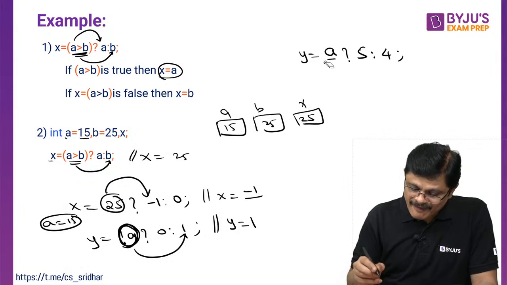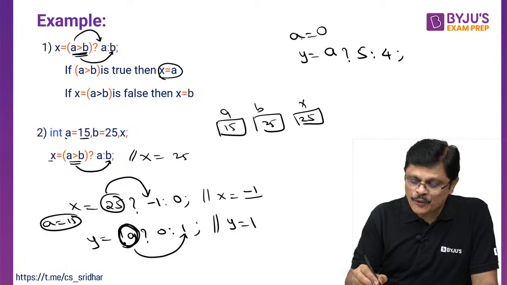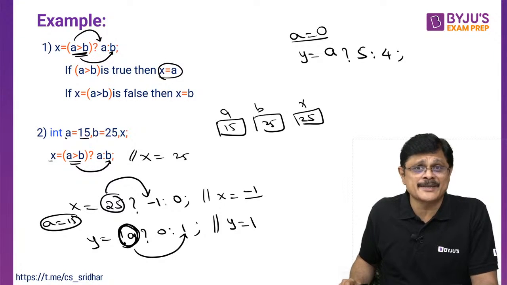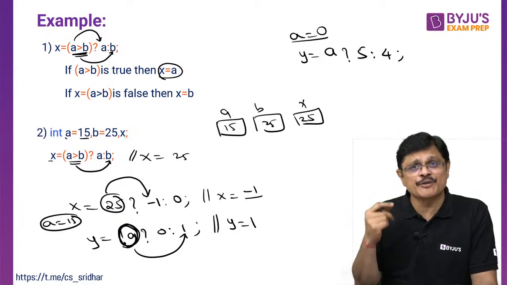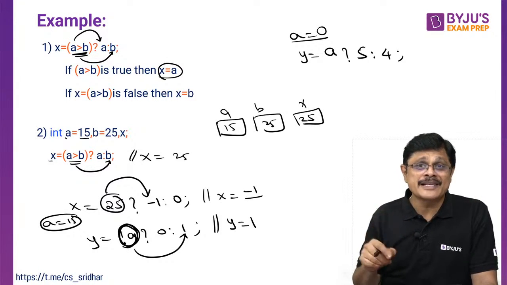Suppose the value of A is 0. If the value of A is 0, what will be the answer? Simple expression. This is where people make mistakes. If you fix this here, later on it should not trouble you at all. We fix it here itself.